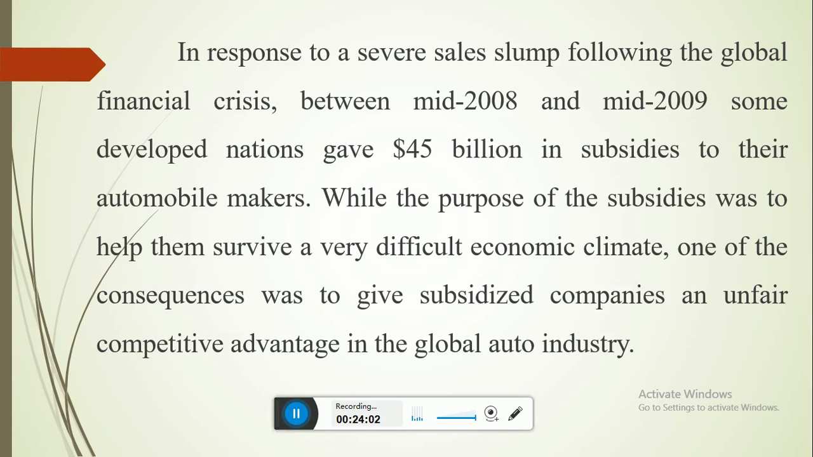If you don't support them in a hard situation, they will fail. Most of the companies will fail. So what will happen? Thousands of people will lose their jobs, because in each company, in each production site, thousands of people are working there. So it's very, very hard for them to survive in the market.